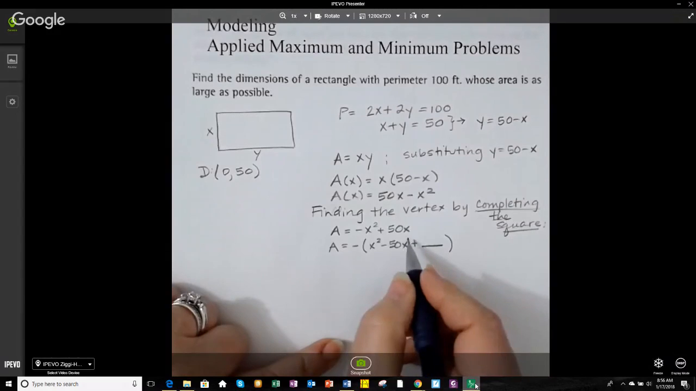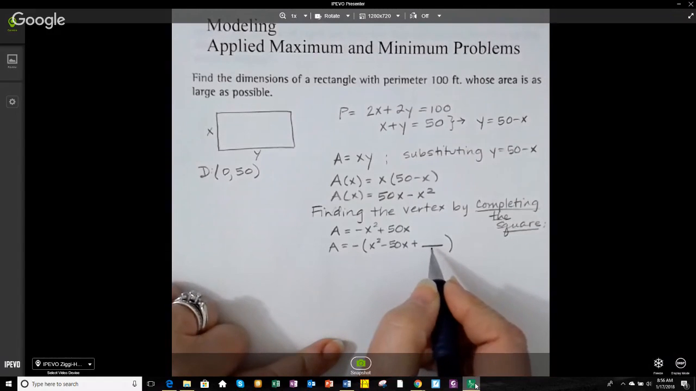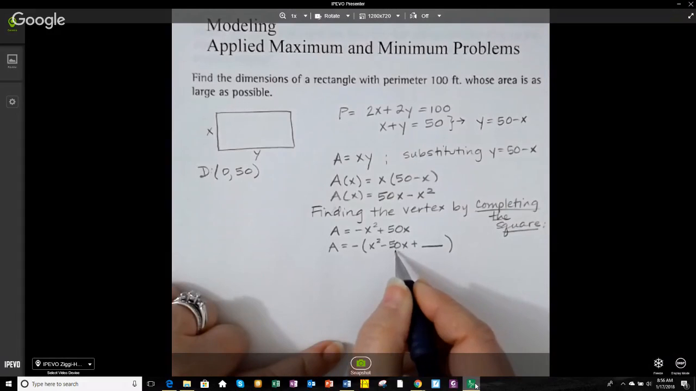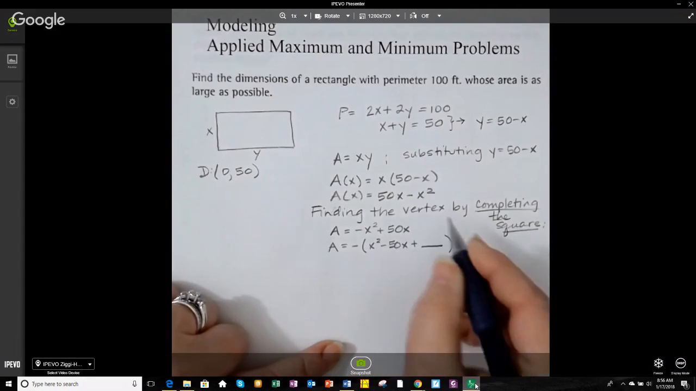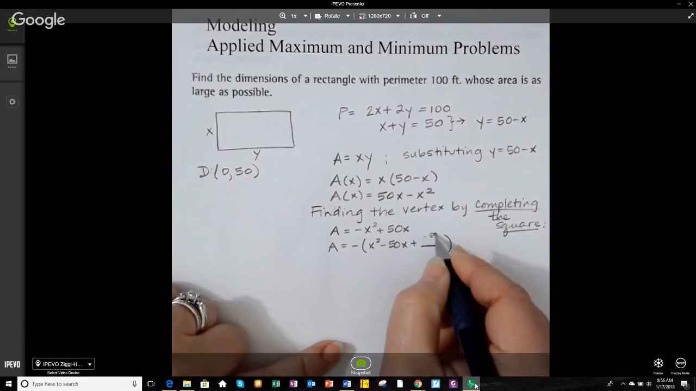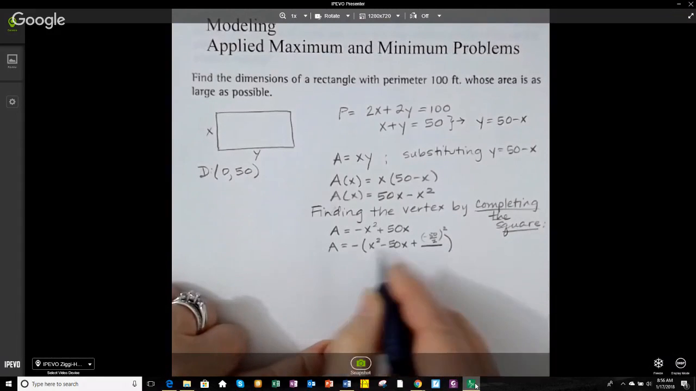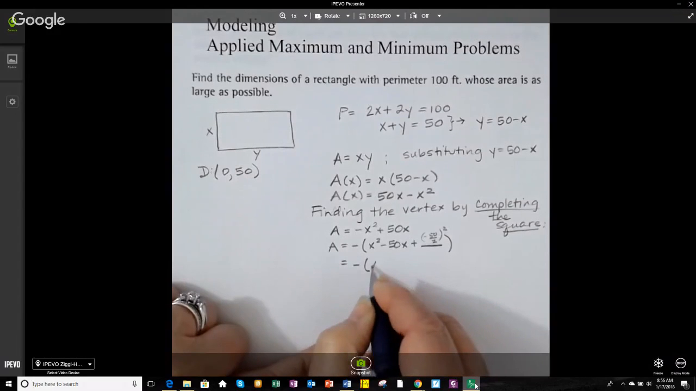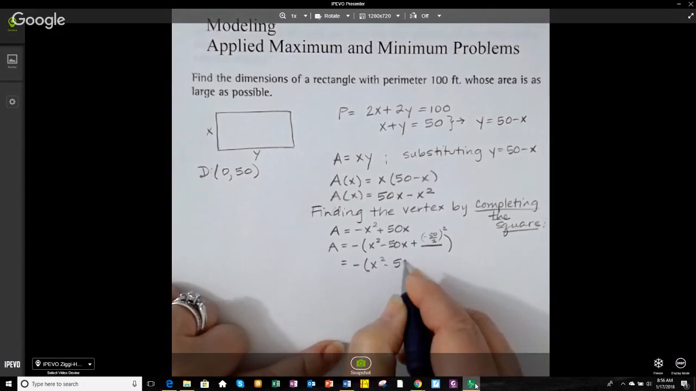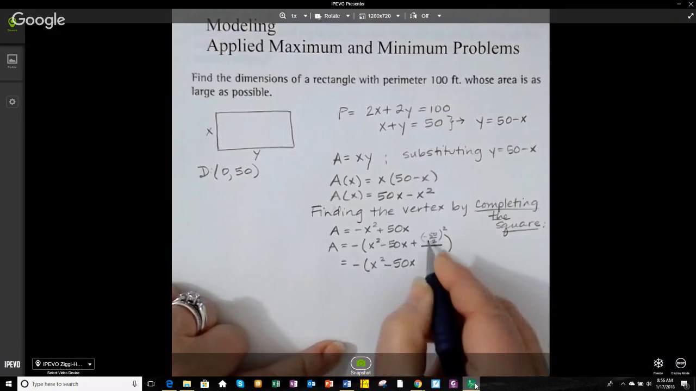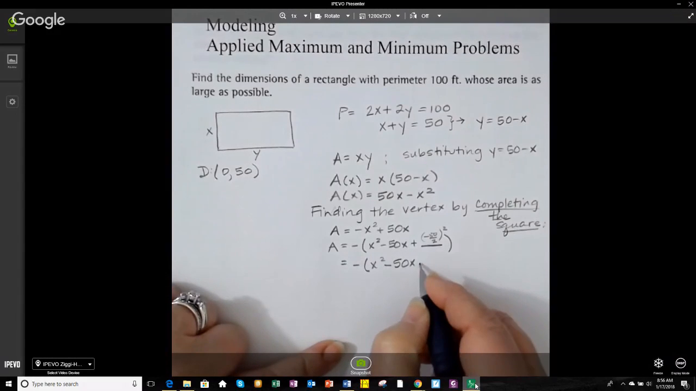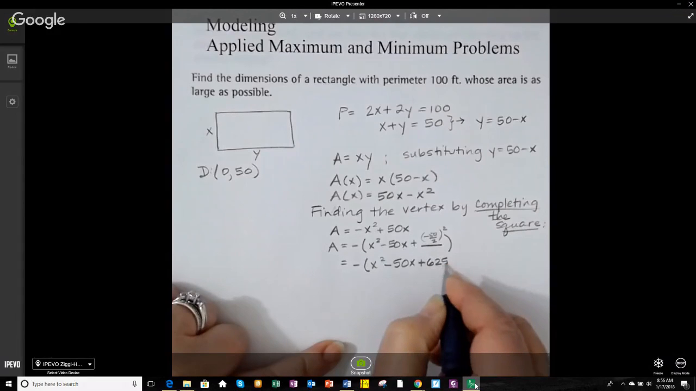All right, well, when I add that plus something, how do I figure out what that is? Well, when you're completing the square, you have to take half of the middle term, which is negative 50 over 2, and then you have to square it. So that would be equal to negative x squared minus 50x. And then if we take half of negative 50 here, we get 25. And when we square that, we get 625.